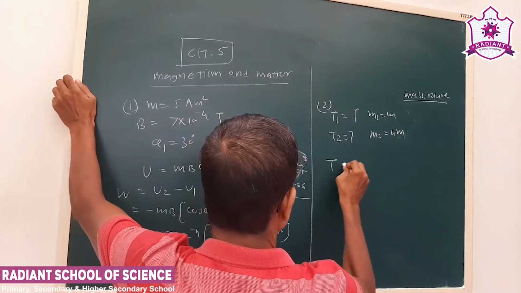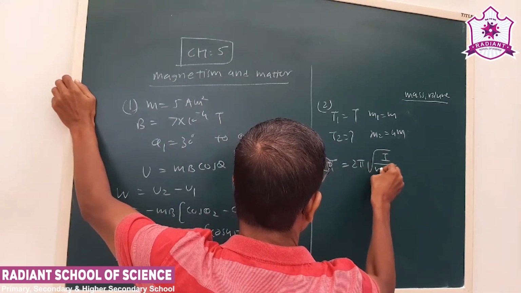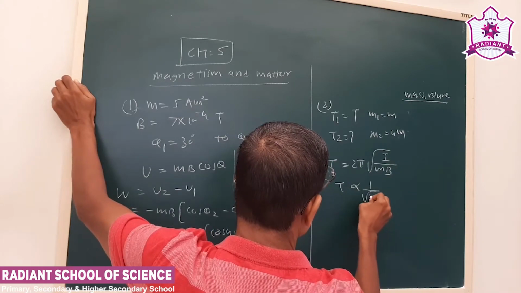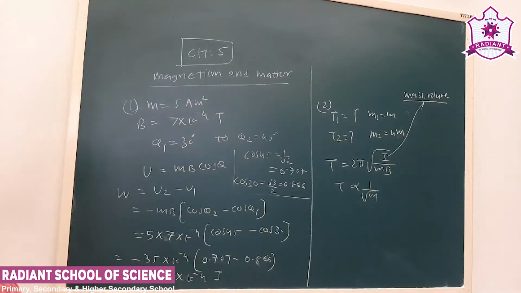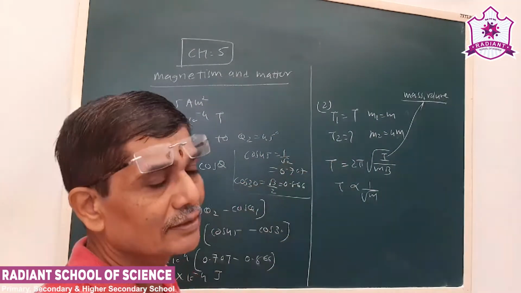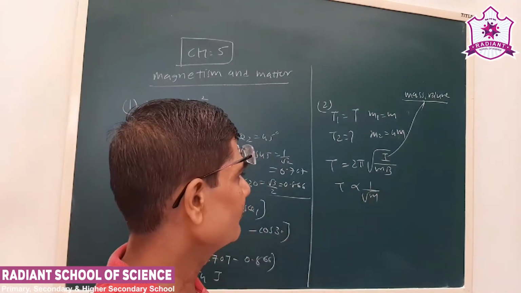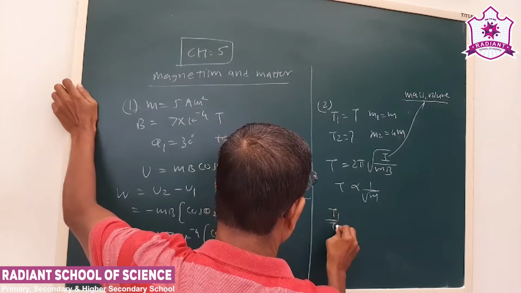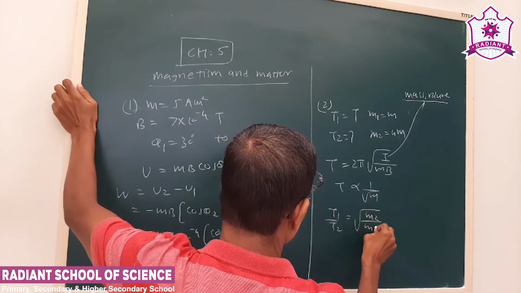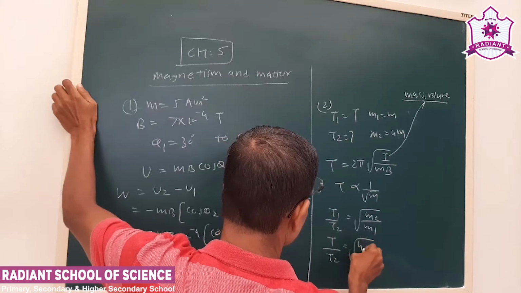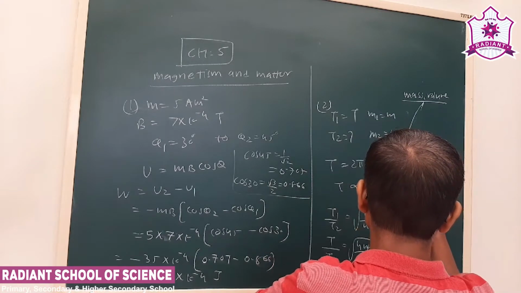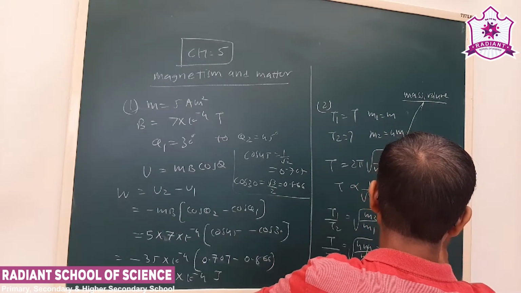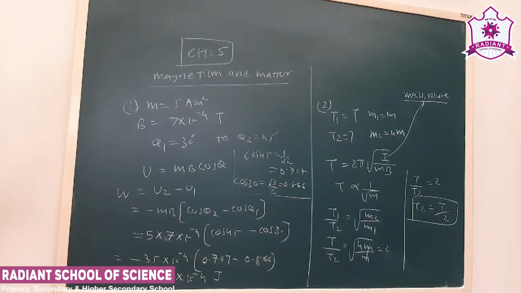Now see the formula, T is equal to 2 pi root I upon mB. So here T is proportional to 1 upon root m. Same mass and same volume, that's why the moment of inertia will remain the same. The given place is same, so the magnetic field also will be the same. So we can say T1 upon T2 will be root of m2 upon m1. T1 is T, so T upon T2 is 2. This is how we can find out the new periodic time of the second magnet.